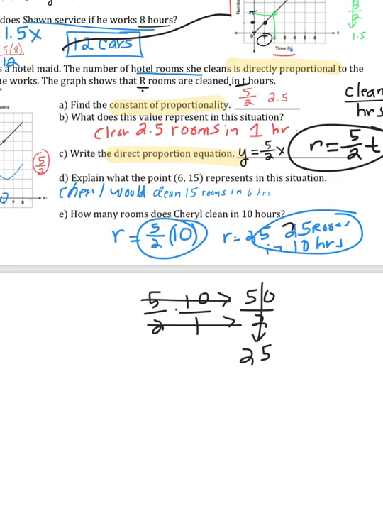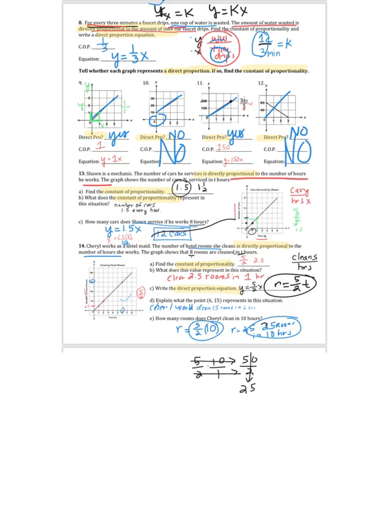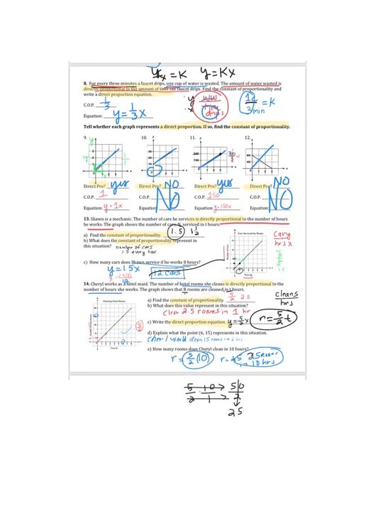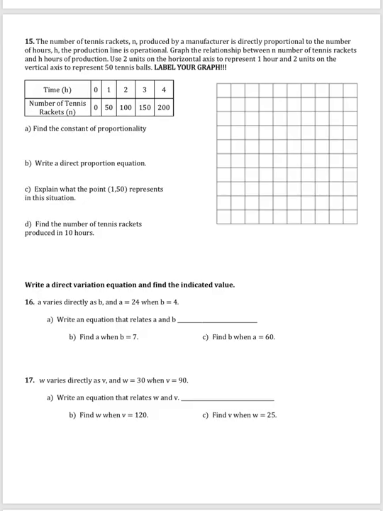All right, moving on. And there it is. There's all the work we've done so far. Okay, here we go again. Let's see if we can find keywords here. Direct proportion.